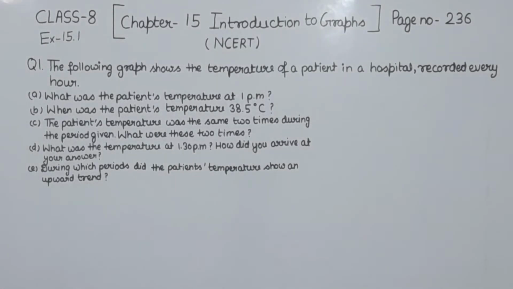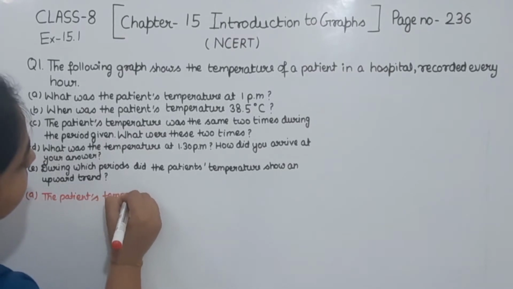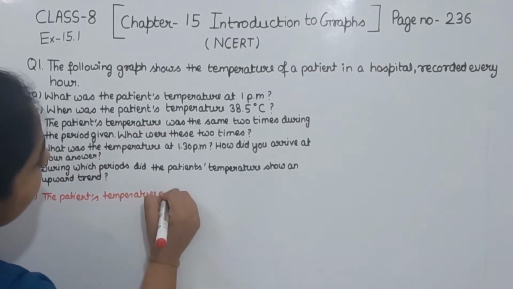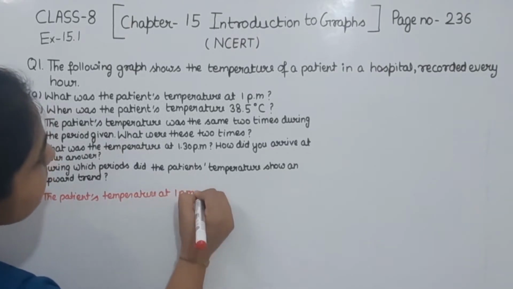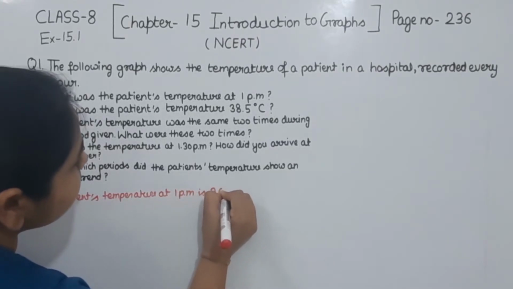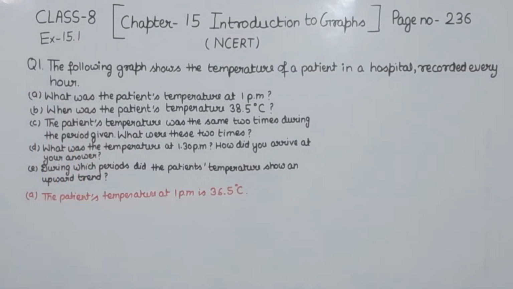The first question we are having: what was the patient's temperature at 1 p.m.? So check in the graph what the temperature is at 1 p.m. The temperature we are having is 36.5 degrees Celsius. So I'm going to write here: the patient's temperature at 1 p.m. is 36.5 degrees Celsius. So this is the temperature we are having at 1 p.m.